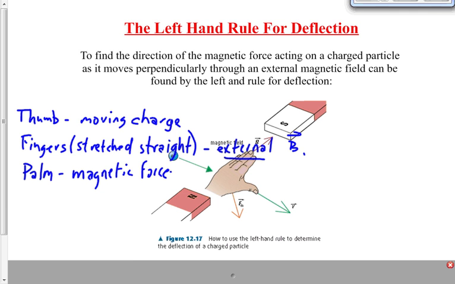We've got a positive particle going towards the ceiling. We've got a magnetic field that's pointing towards the windows. We're going to stick our right thumb, because it's a positive particle, towards the ceiling. Our fingers stretched out towards the window, and our palm is going to point towards the front of the room. So the magnetic force would be towards the front of the room there, right? Make sense? Let's try this one. Trickiest to the group so far.